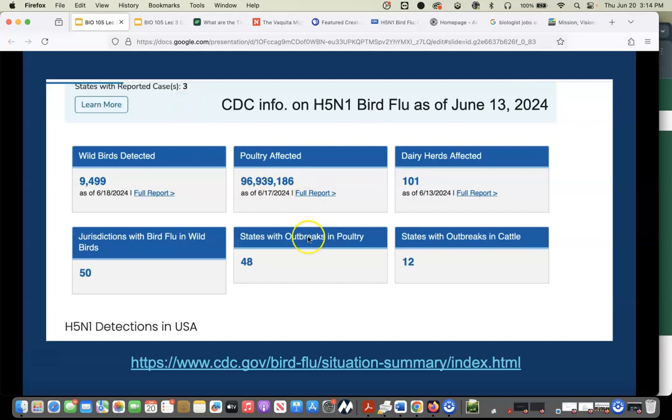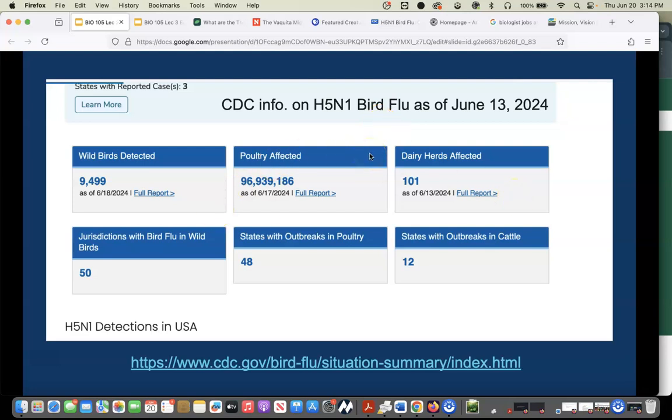And so right now, the states with reported human cases are 3, but the CDC is closely following this because obviously these poultry farmers and these dairy farmers, because now we have cows that are actually being impacted by the bird flu, are at a high risk for infection with this H5N1 bird flu.